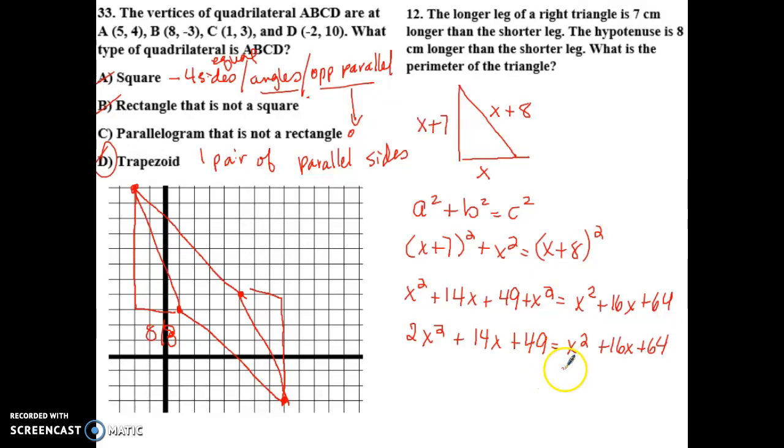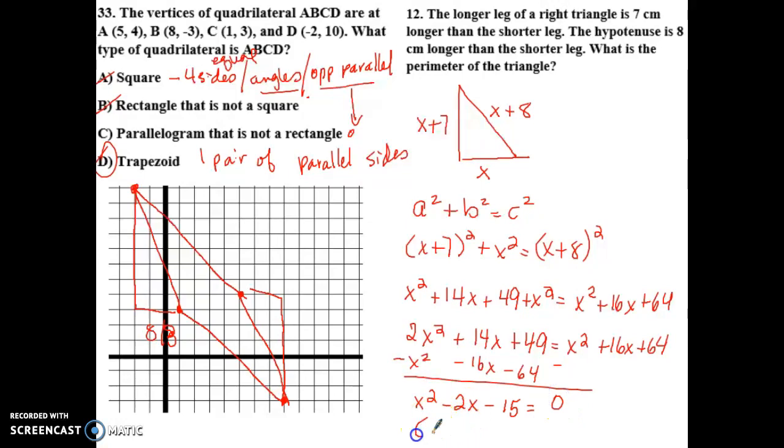And what do we do? We subtract x squared from both sides. And then we subtract 16x from both sides. And we subtract 64 from both sides. So we get x squared minus 2x minus 15 is equal to 0.